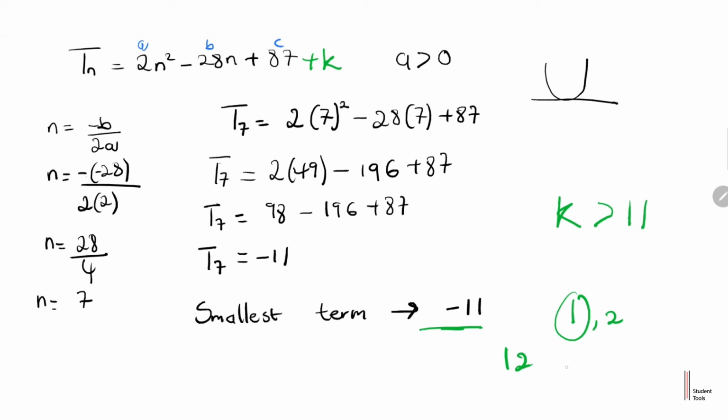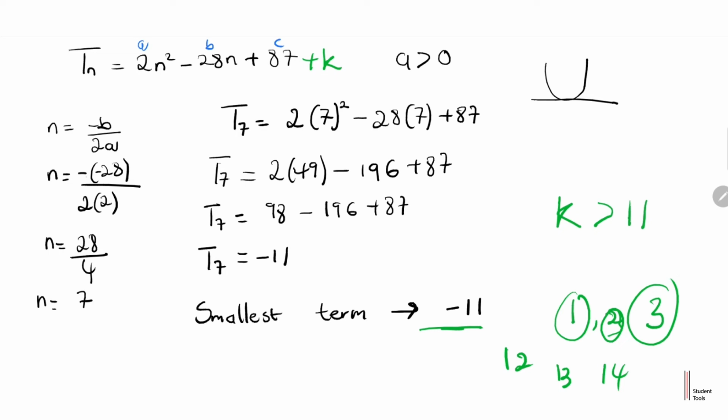And then let's say maybe k is equal to 13, then when you add negative 11 and 13, that smallest term will be equal to 2. Again, if we were to say maybe k is equal to 14, then the smallest term will be equal to 3.